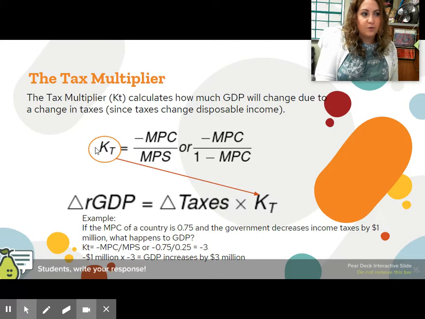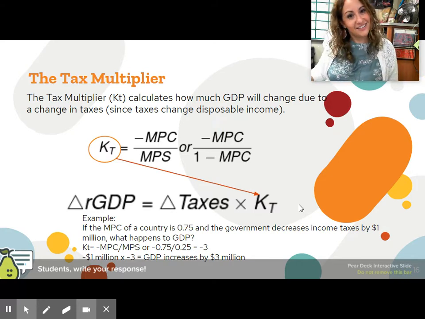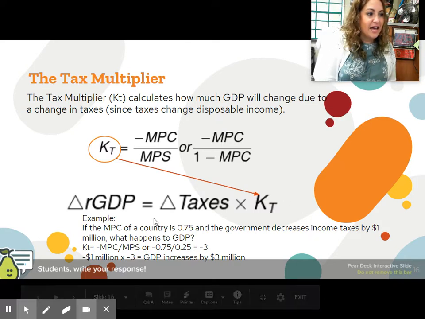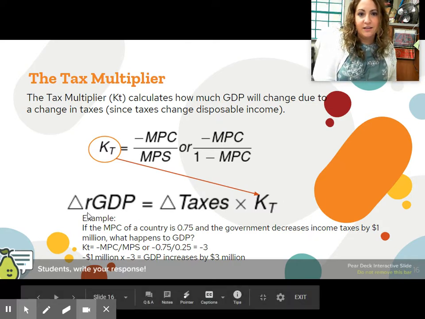Okay, so what do you do with this tax multiplier? You multiply it by the taxes. Surprise. So you multiply the tax multiplier by taxes, and you multiply the spending multiplier by spending. Either way, it's going to give a multiplied change in GDP.